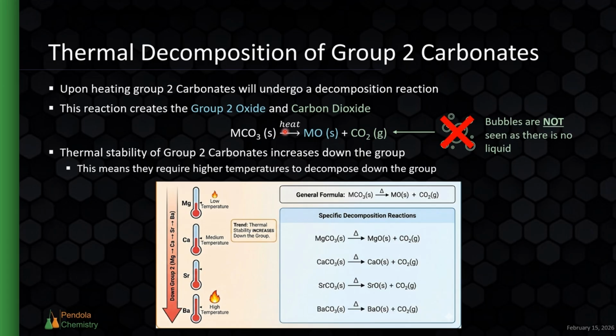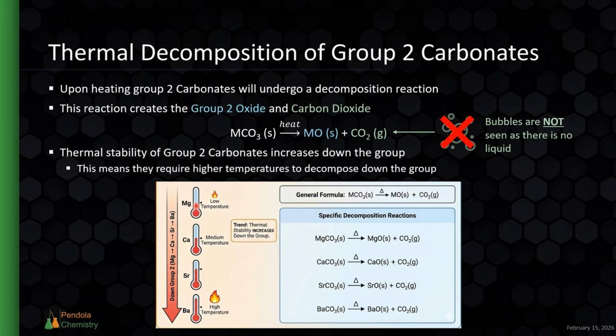Now, what we can talk about with this reaction, apart from just what the products are, which are the oxide and the carbon dioxide, is thermal stability. And again, the word thermal just means heat, and then stability means how stable it is. So when we talk about thermal stability, we mean how stable these compounds are when exposed to heat. The higher the thermal stability is, the higher the temperature they will need to decompose, or to start decomposing.